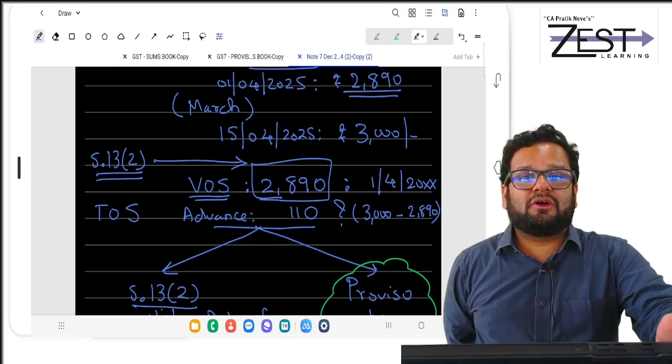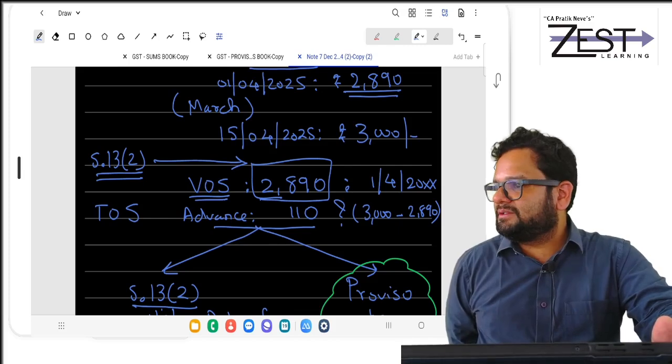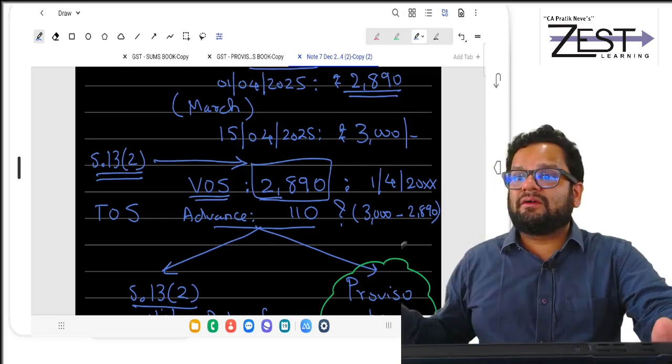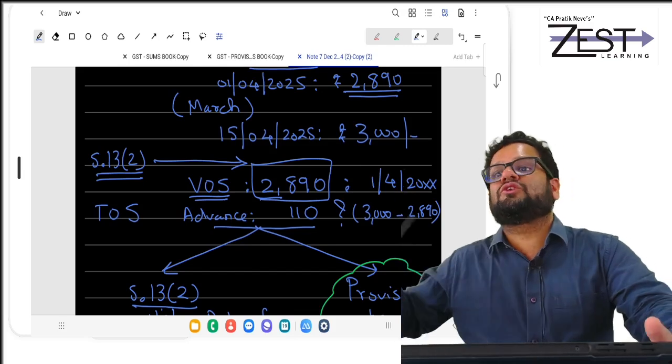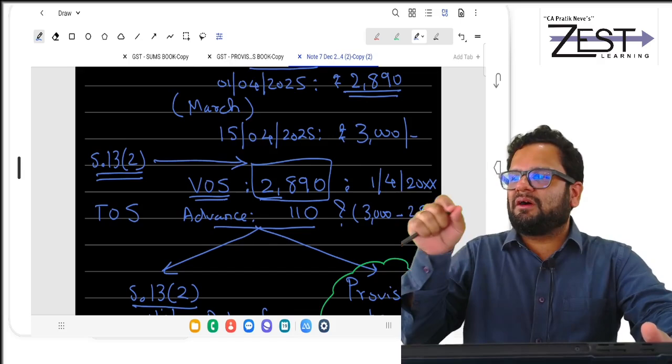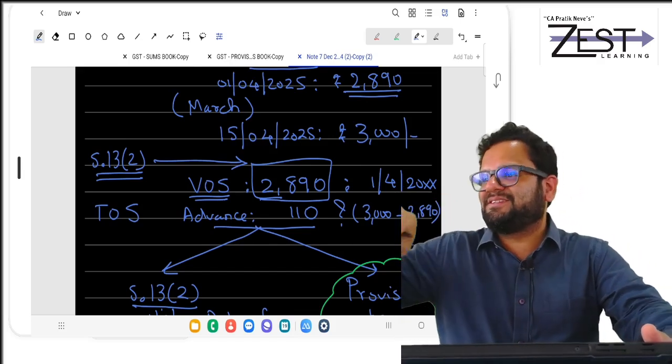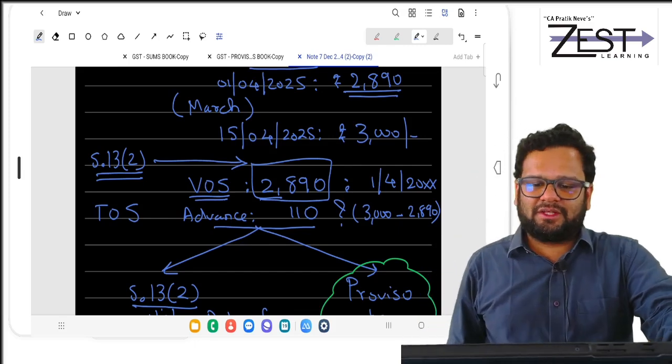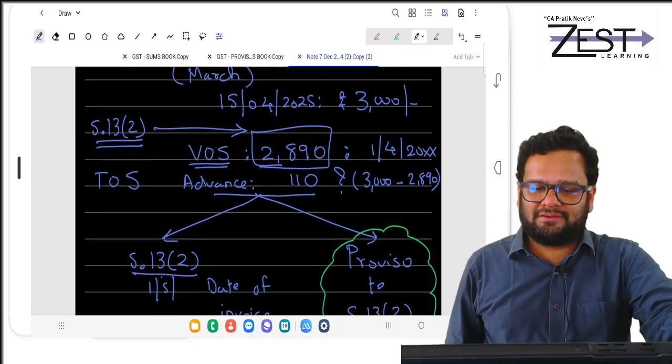The GST department of these mobile companies, telecom companies, would have gone mad if such proviso was not made. They would have to always keep on paying GST on small advances. So they have provided this nice thing.